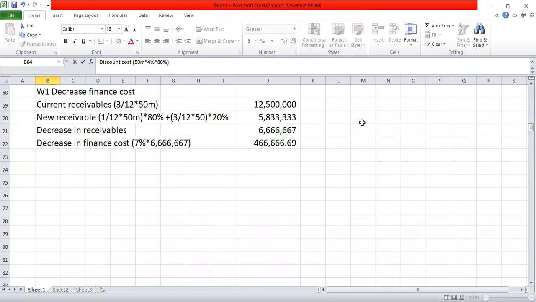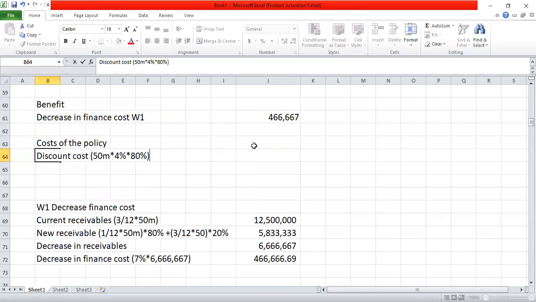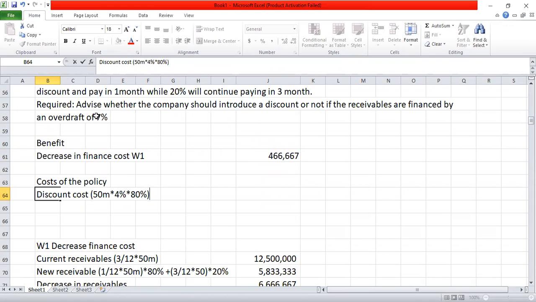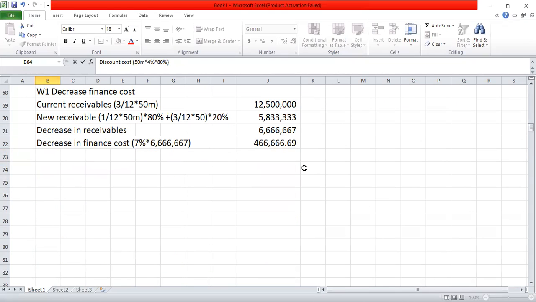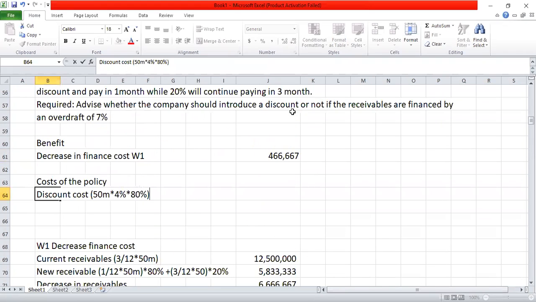How did we get the decrease in finance cost? We got it by getting the decrease in receivable times the overdraft cost, which is 70%, because the question said that receivables are financed by overdraft. So I'm getting the decrease in the receivable times the overdraft cost, to get the decrease in the finance cost.